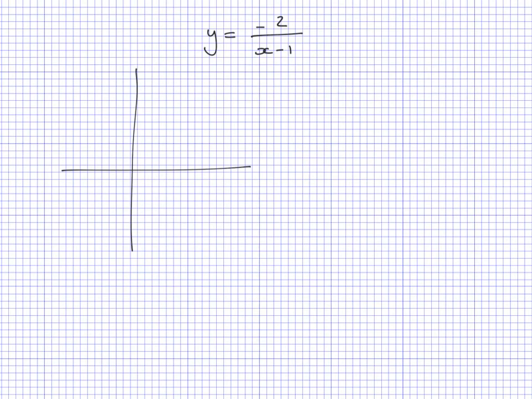All right, another example we're going to go through and quickly sketch. So this is the rule that's been given to us. It's minus 2 over x minus 1, and we've been asked to sketch it. So straight away, what comes to mind for me is the fact that there is a negative on the numerator. So this negative means that there is some reflection.